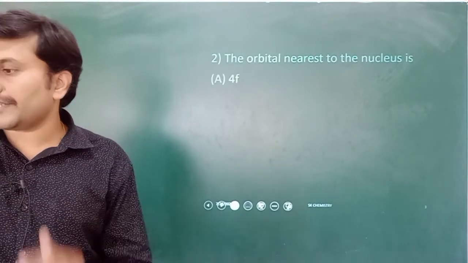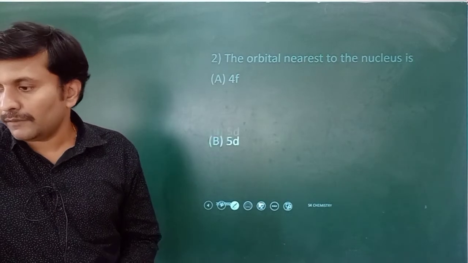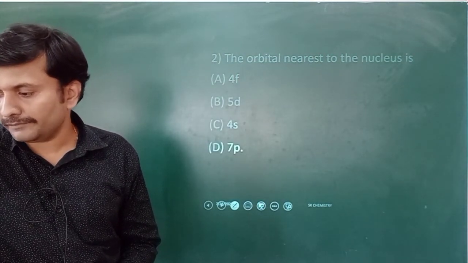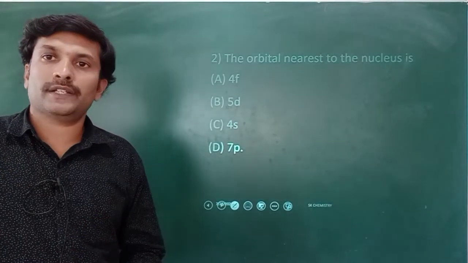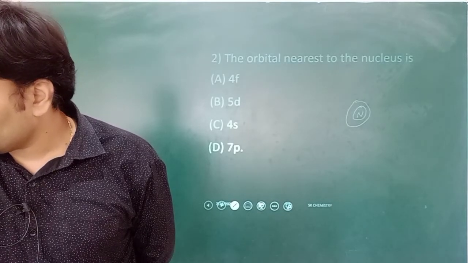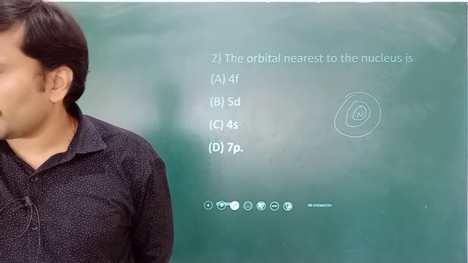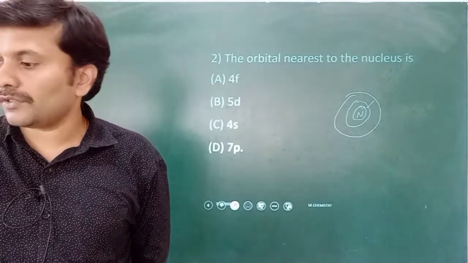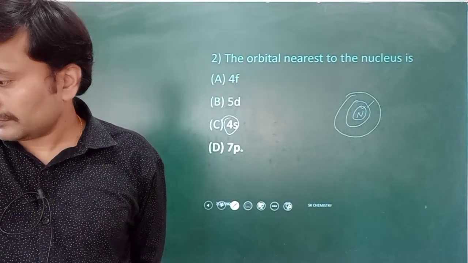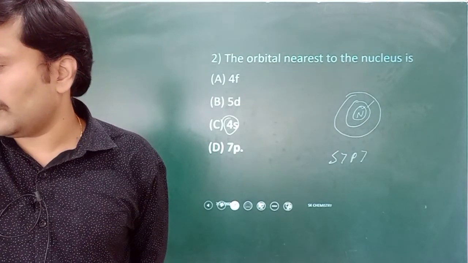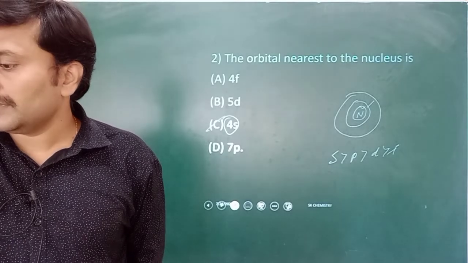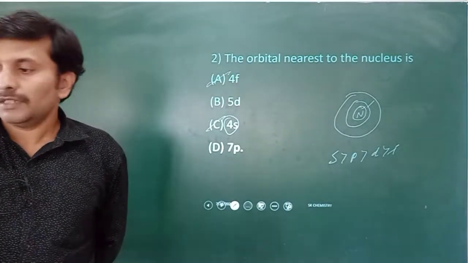The orbital nearest to the nucleus is 4f, 5d, 4s, 7p. Nearest to the nucleus, you know the structure of the atom: first shell, second shell, third shell, so the fifth shell is far. When we come to penetrating power, s is more, p is more, then d, then f. So the competition is only between C and A. These two will be wrong.